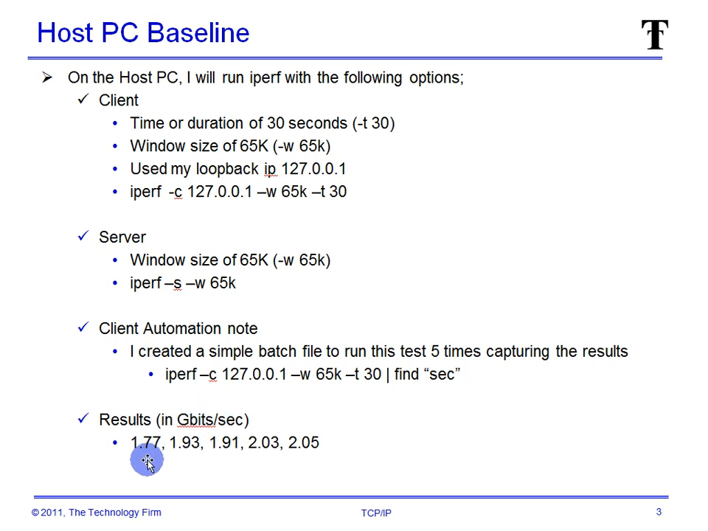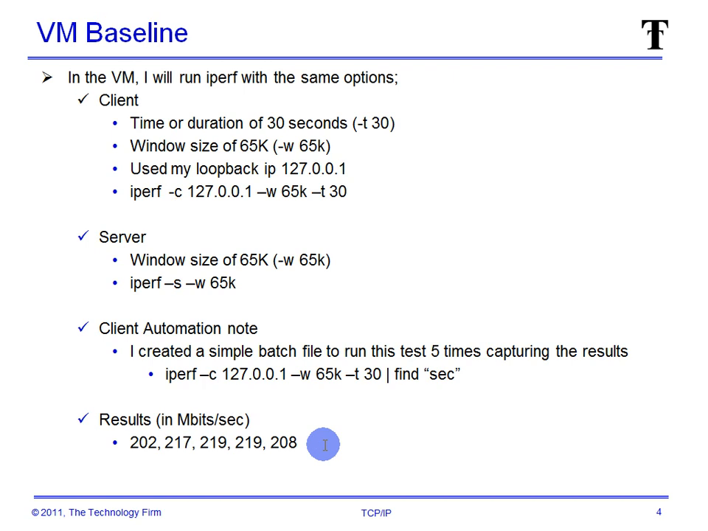The results range from 1.7 to 2.05 gigabits per second. So that's my native machine, that's my baseline. Let's move on to the next test, and this is within my virtual machine.